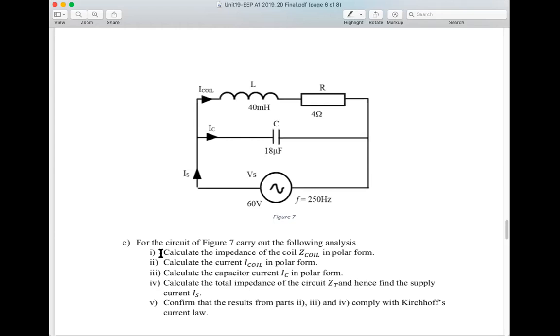And then the last part is asking you to check your results comply with Kirchhoff's current law. So what you've got to do is add the two complex values, I coil and IC, together and show that you get the same value for IS as you got in part 4.